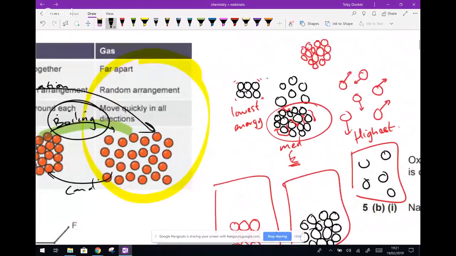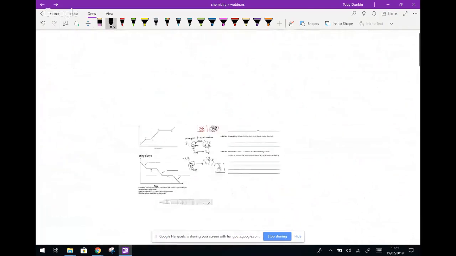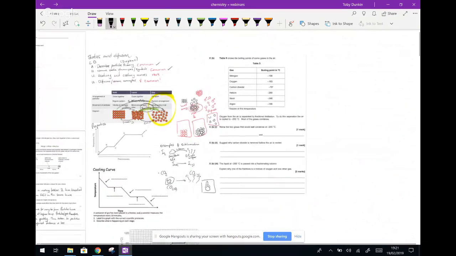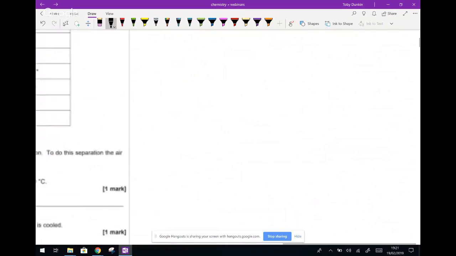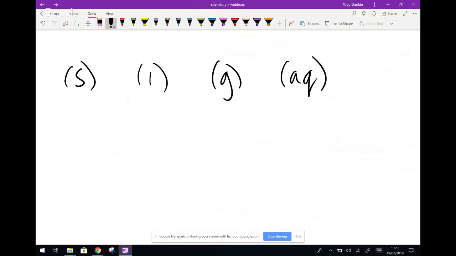Now, okay, I rushed through the state symbols. I do just want to mention these. We know that there are four commonly used state symbols in chemistry. We have a state symbol of a solid, a state symbol of liquid, a state symbol of gas, and we also have a state symbol of aqueous. I just want to make sure that everyone's okay with the aqueous. Aqueous means dissolved in water, in H2O.